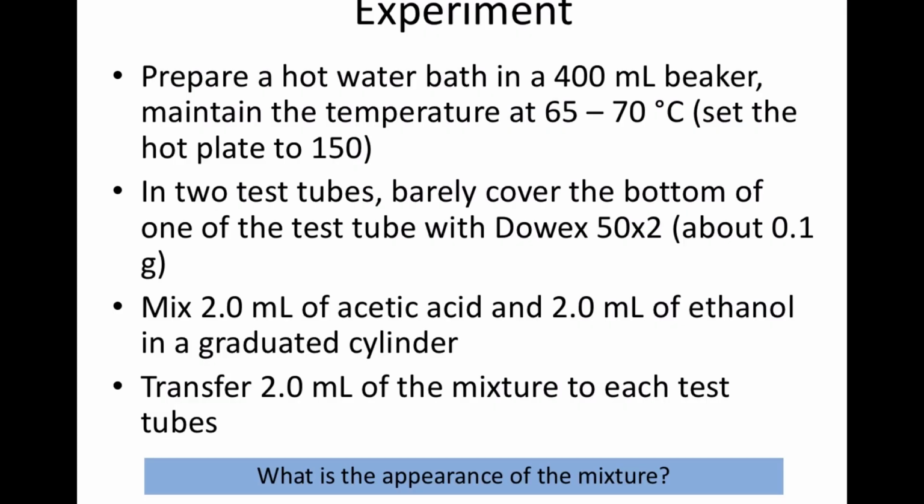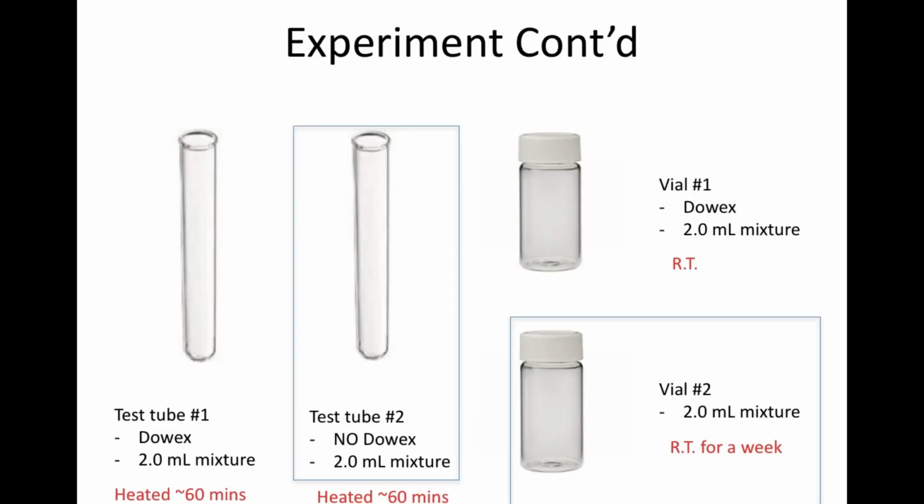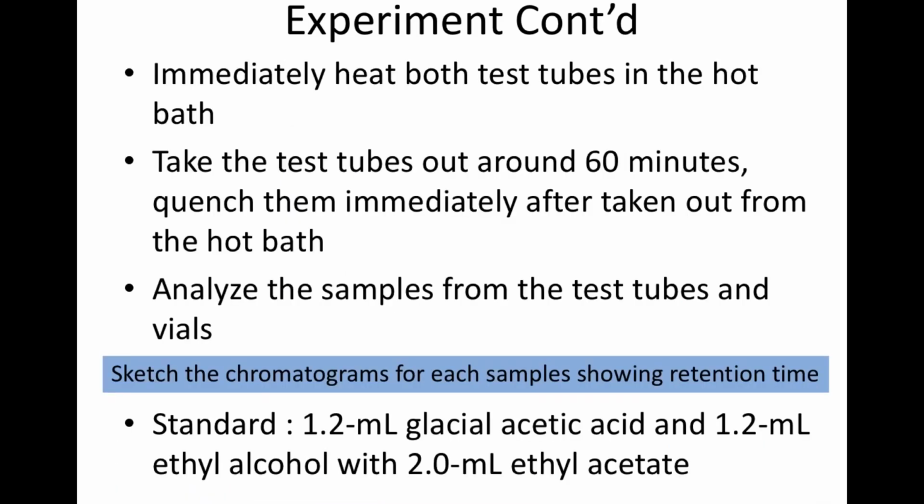In the experiment, 4 samples are prepared, 2 heating samples and 2 room temperature samples. The reaction is done with and without catalyst. The samples are heated for 60 minutes, while the room temperature samples are reacted for 1 week.